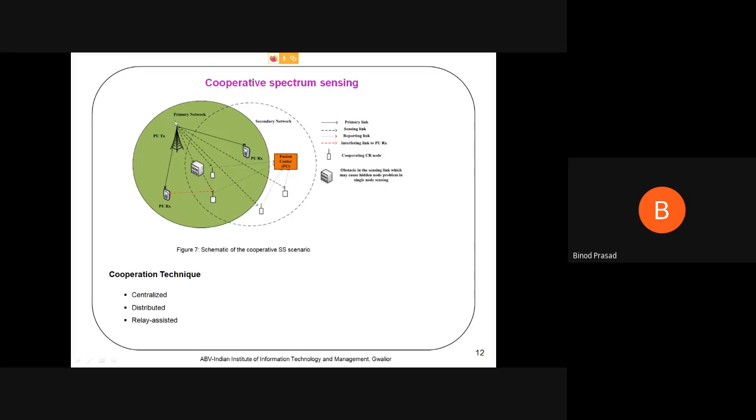It will sense a given band, that is the primary users, sense that information, and pass it to the nearest users for whom it is working as a relay, and that user is having a strong reporting channel. So in that way, it can enhance the performance in terms of better sensing. The accuracy of sensing gets improved. Somehow it is able to sense a given band more accurately, and that is required from the CR point of view. So that is known as relay assisted communication.